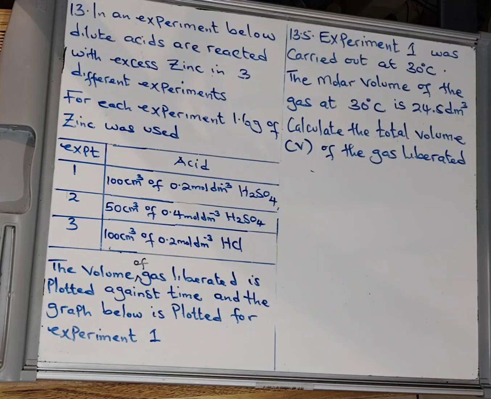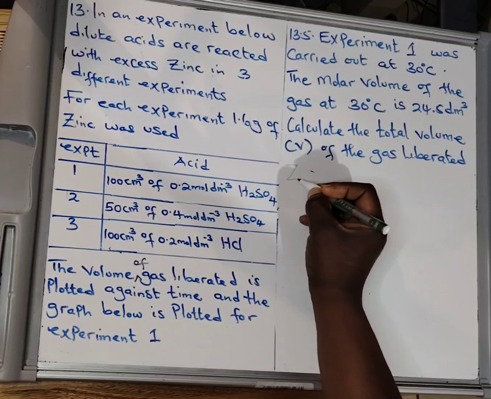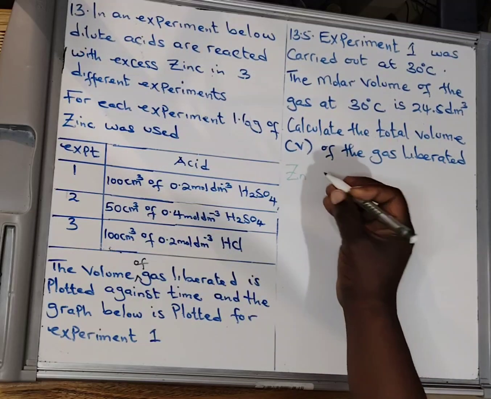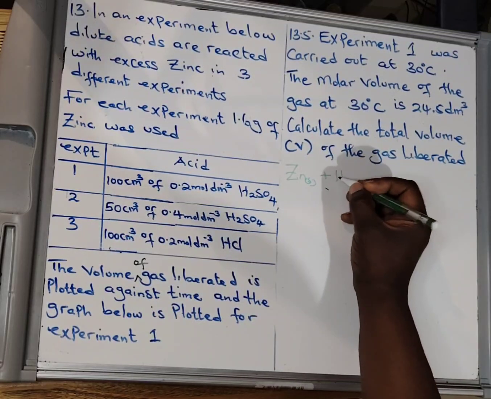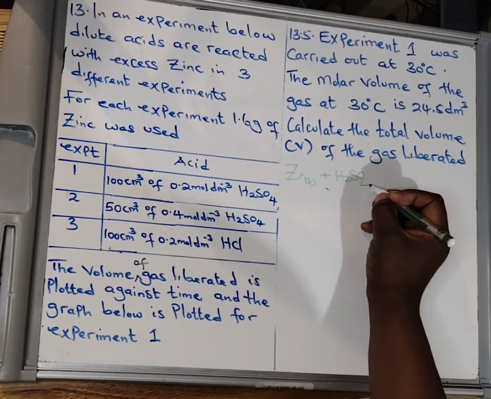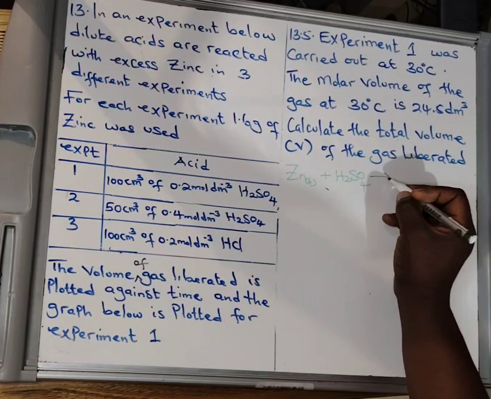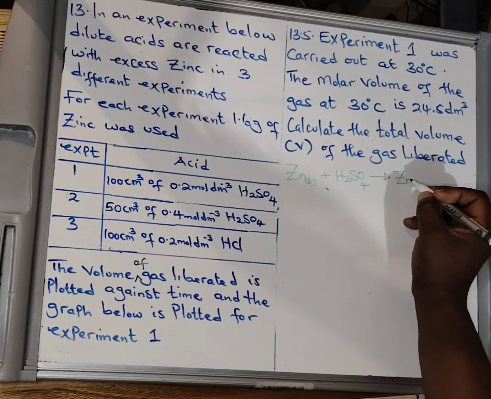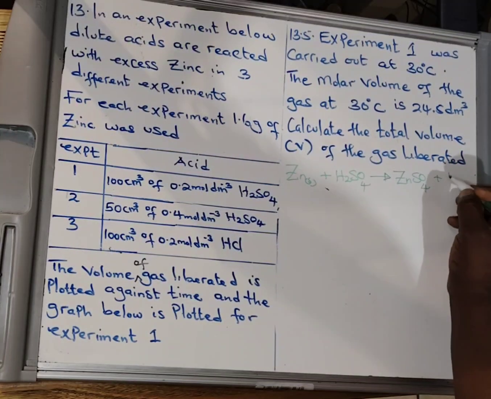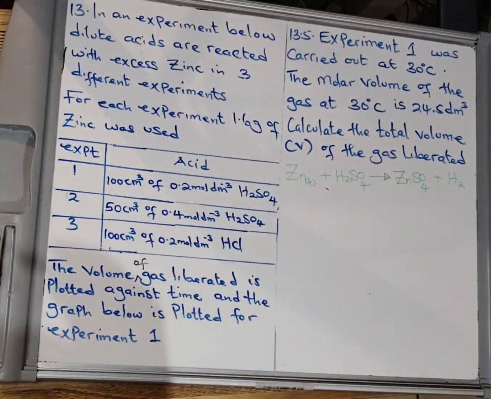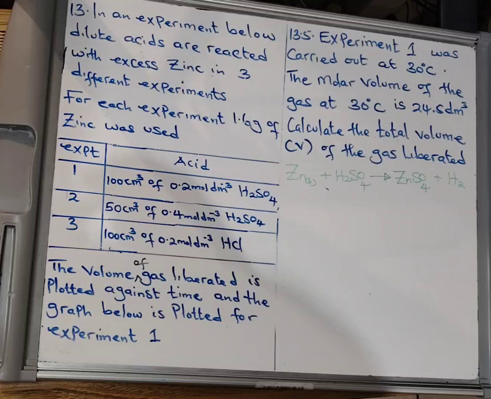Okay. We are going to approach it stoichiometrically. We are having our zinc, and our zinc is reacting, experiment 1, with the sulfuric acid. And what we get out of this one is going to be zinc sulfate and hydrogen gas. Next part is going to be balancing, but it looks like the equation is already balanced.